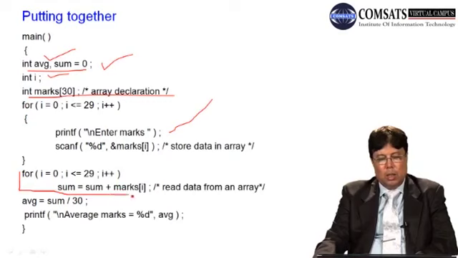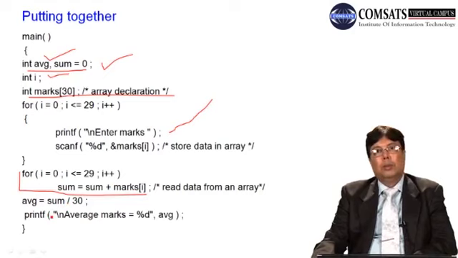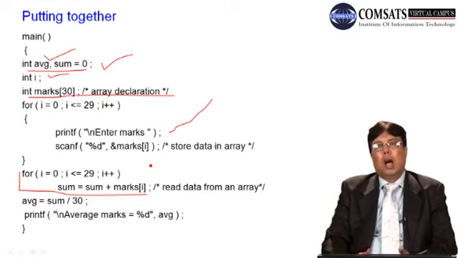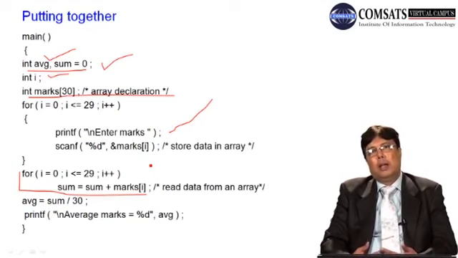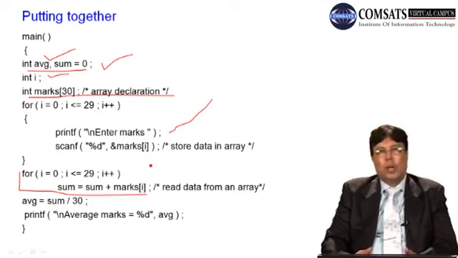Here I've just read the marks of each and every student, computed the cumulative sum, the total sum, then I computed the average. Obviously this for loop has just one statement, so I don't need the curly brackets here. This is the body of this for loop. Average is computed and the value is printed. So we have learned how we can use arrays. We can declare an array, we can put data in an array, we can read the data from an array.